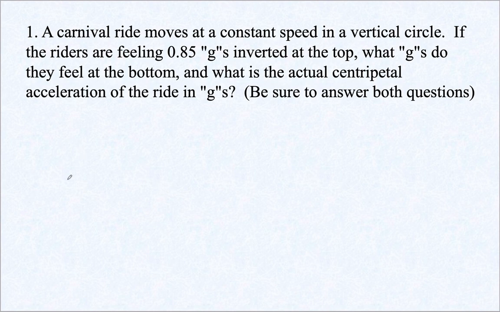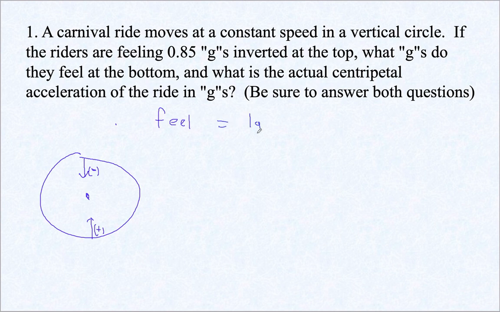Okay, so here's this. That's a pretty good circle, right? Remember that the ride is accelerating down at the top, the ride is accelerating up at the bottom. In general, it's accelerating toward the center, right? That's concept 0. And then the 0.85 G is inverted. That means that what they're feeling is a downward G force, right? In general, what you feel is equal to 1G plus whatever the ride is doing.